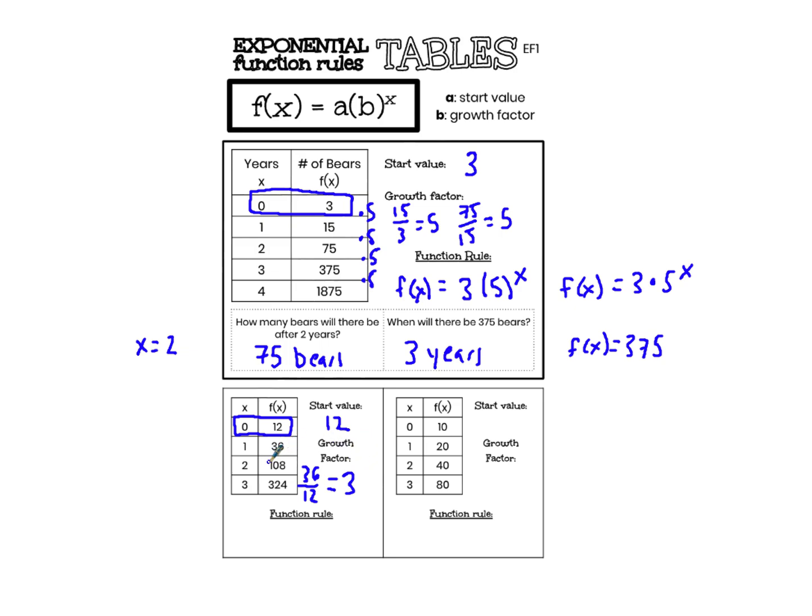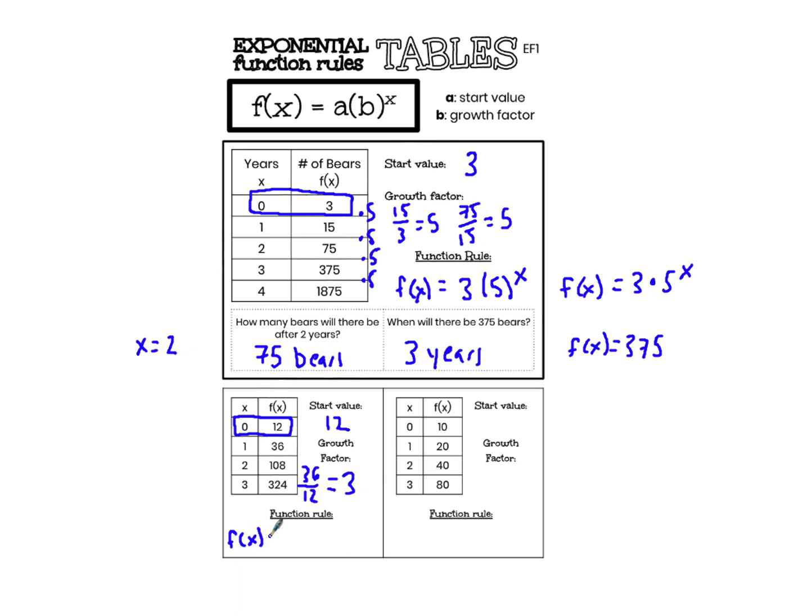And then I should go ahead and check that 108 divided by 36 is 3, as well as 324 divided by 108 is 3. And I will promise you that that is the case. Now I have my start value a of 12 and my growth factor b of 3. I can write my function rule.